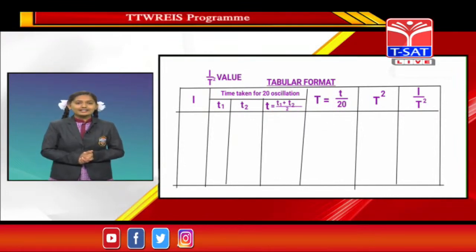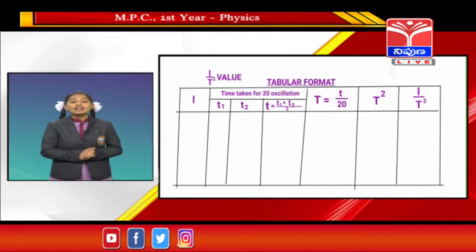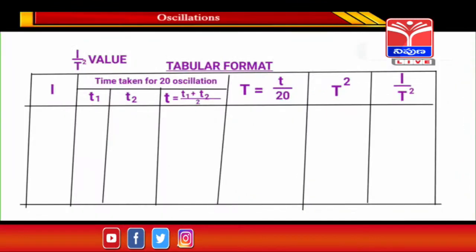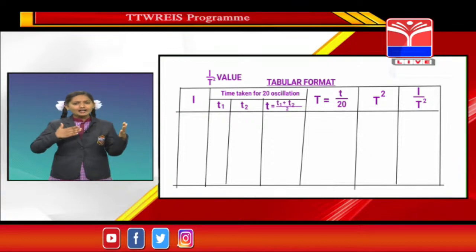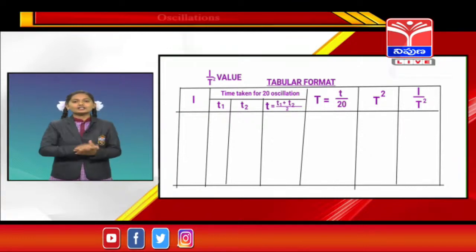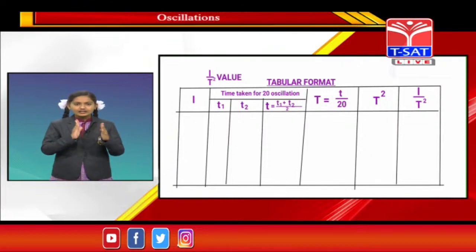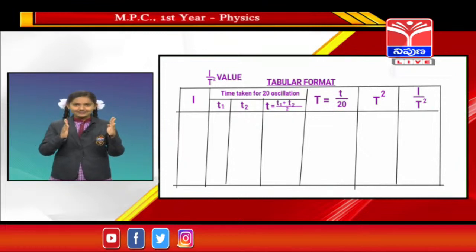First, observe in the table: L, the length of the pendulum. Next, the time taken for 20 oscillations. Here we take 20 oscillations; even if you take 15 or 10, you are able to get the value, but for our convenience we take 20 oscillations. T1, T2: we take readings twice to minimize the error and get the accurate value.